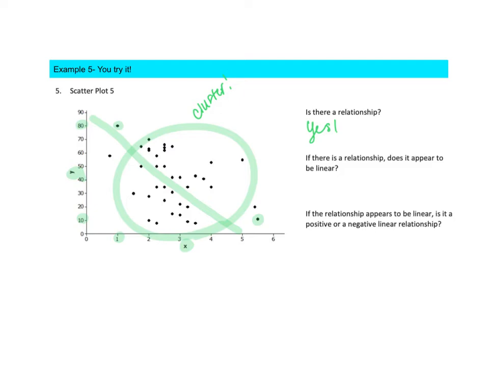Does it appear to be linear? Well, does it appear to form a line? Yeah, even though there is a huge cluster right there, it is having this trend where as x increases, y decreases, so it is forming this linear pattern. And if we look from left to right, we are going downstairs. So this is a negative linear trend. Please make sure you have this down, and we'll get into a little more analyzing on the next few examples.